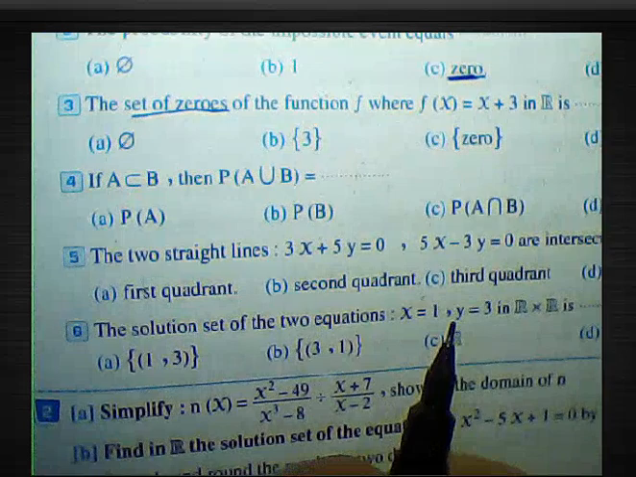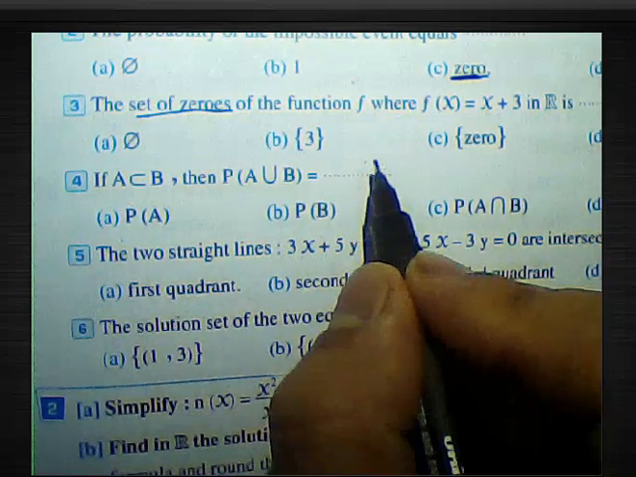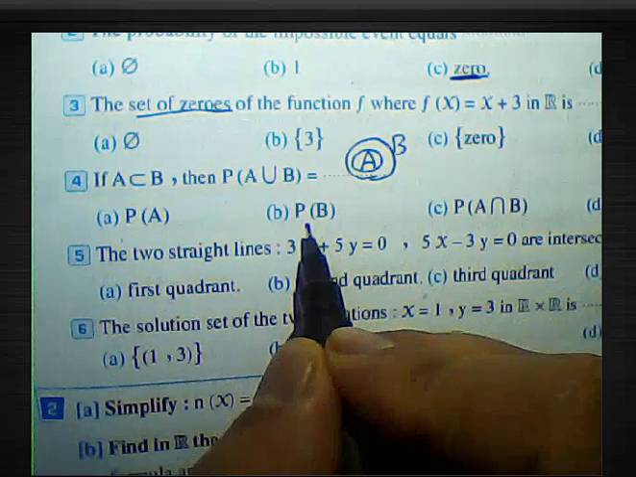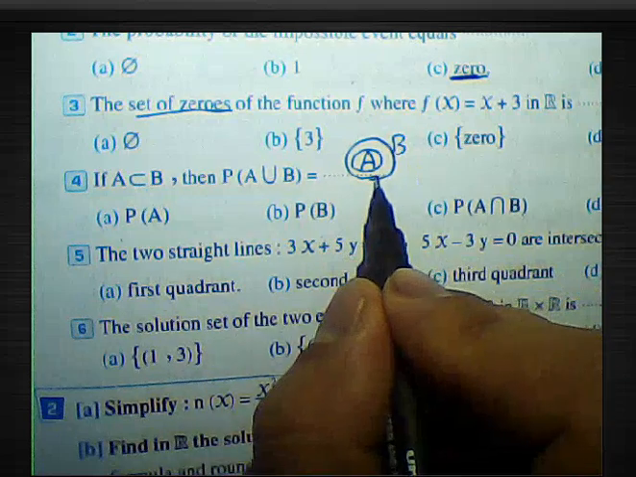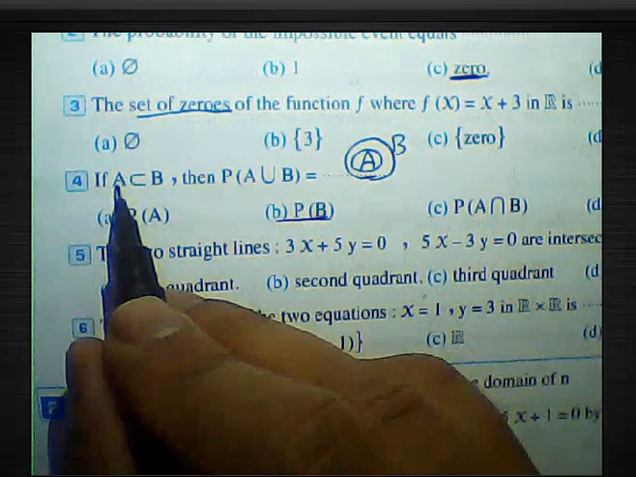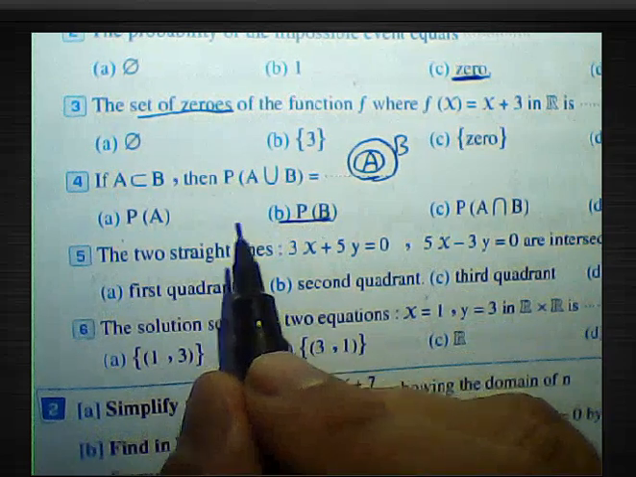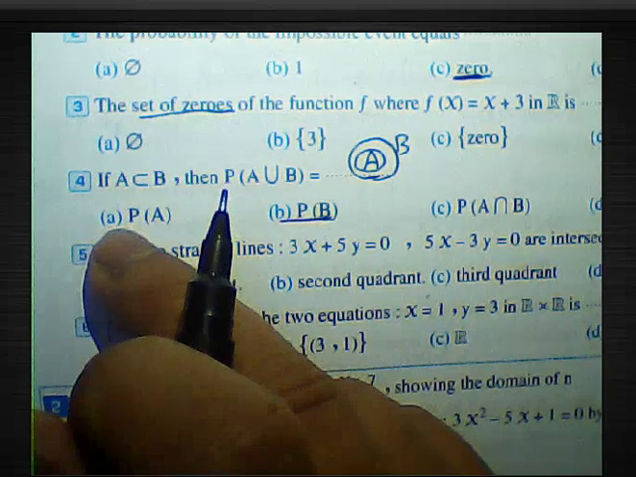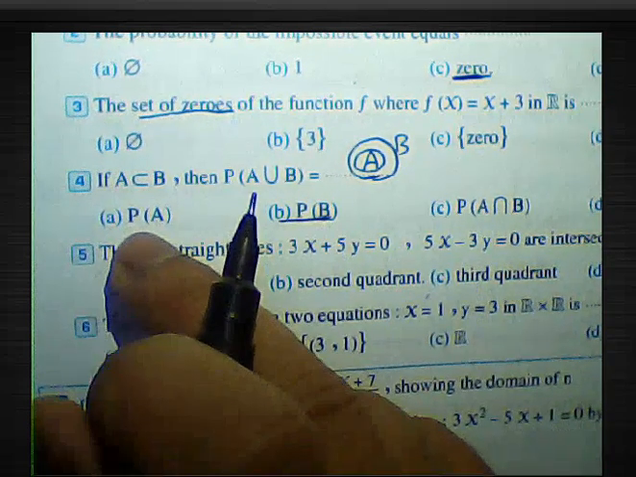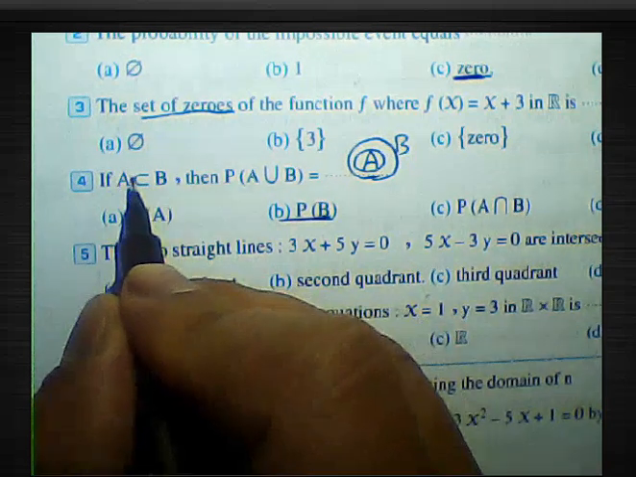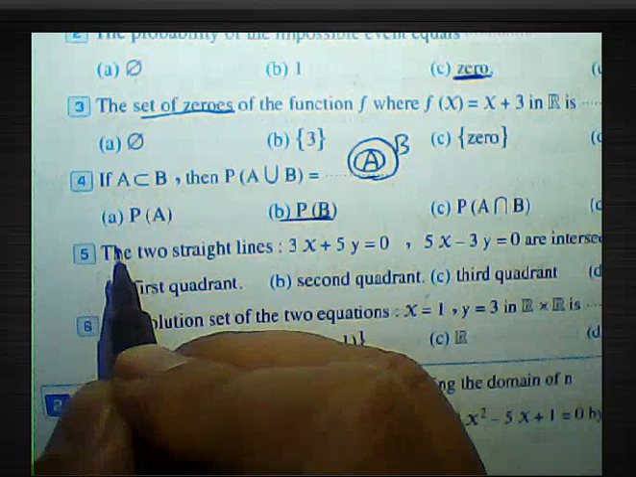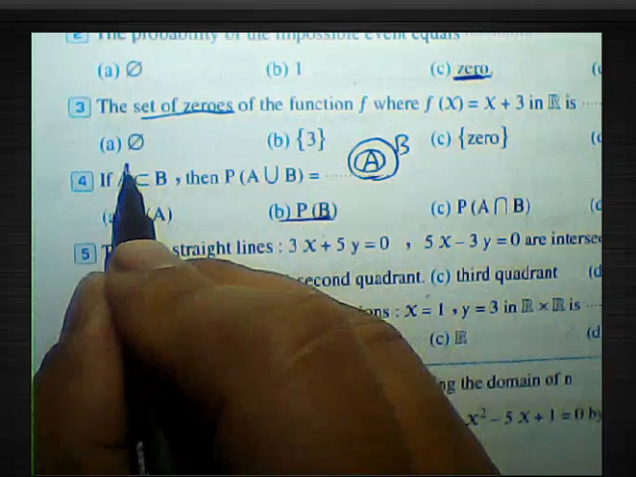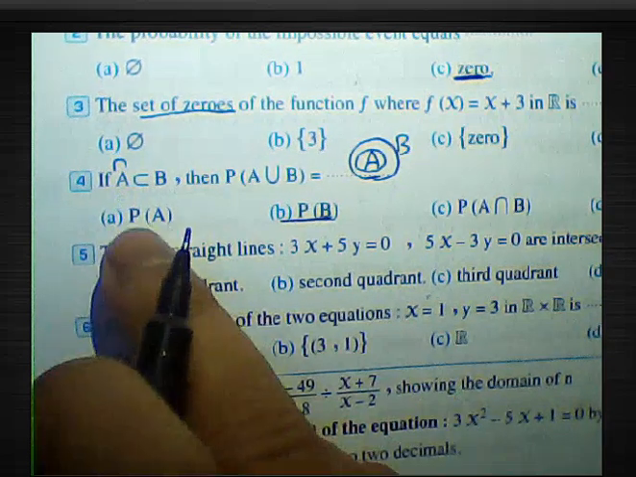If A is a subset of B, the probability of A union B equals what? We know A subset B means A lies inside B. So the probability of the union will be P of B. But if he asked you about the intersection of A and B, you must choose letter A, because A is a subset of B, so A lies in B. The probability of the union will be the probability of B, but if he asked about the intersection, you must choose A. Okay, understood about this question.